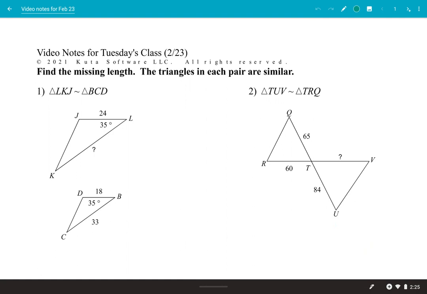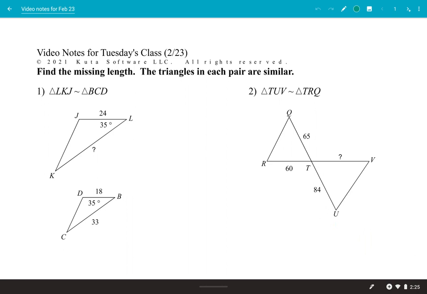On Monday, we talked about similar triangles, how triangles can be similar, meaning that the angles are the same and the sides have the same proportion or scale factor. So what we're doing today is going to go on to the next step. We're going to be finding the missing length.